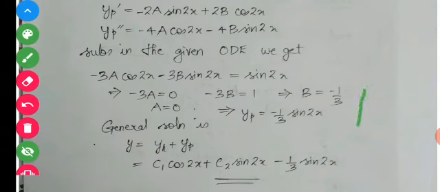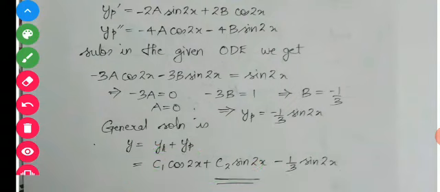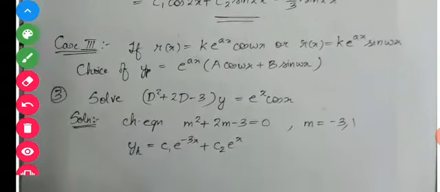Okay, so the general solution is YH plus YP, that is the general solution is C1 cos x plus C2 sin x, this is your YH, we have already found this, plus YP is minus 1 by 3 sin 2x. This is your general solution of the given ordinary differential equation. Okay, I hope that is clear. Now we will move on to the next case.